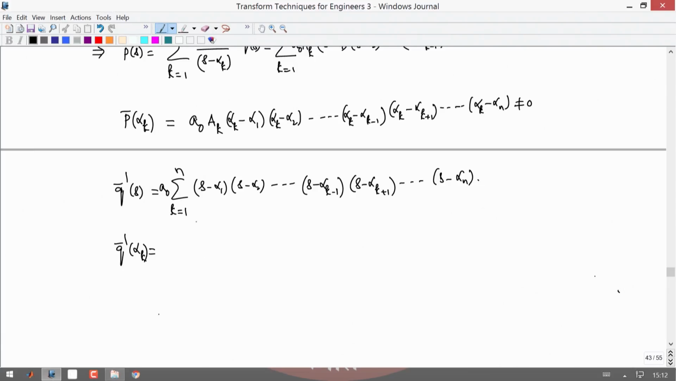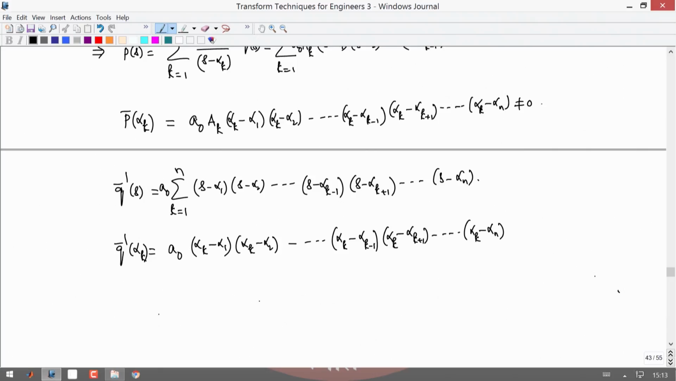So, it is like k equal to 1, when s equal to alpha 1, you end up getting a naught times alpha 1 minus alpha 2 up to alpha 1 minus alpha n. So, here you get the nth term again. So, something like, because I am replacing s by alpha k, you have alpha k minus alpha 1, alpha k minus alpha 2 up to alpha k minus alpha k minus 1, times alpha k minus alpha k plus 1, and then finally alpha k minus alpha n.